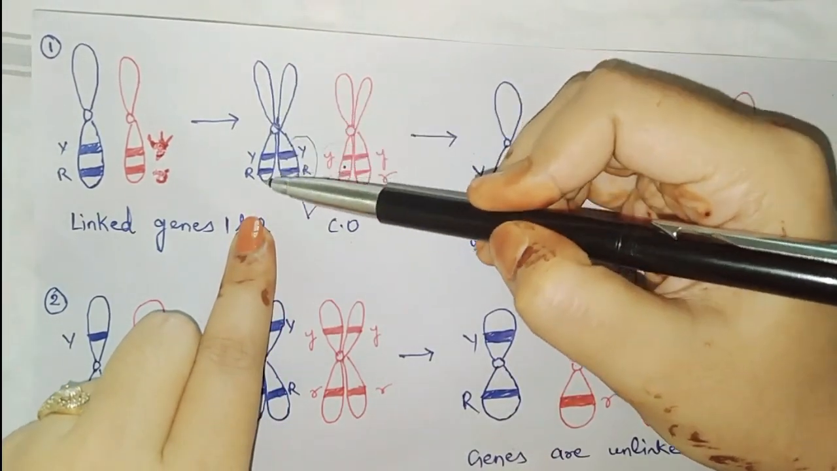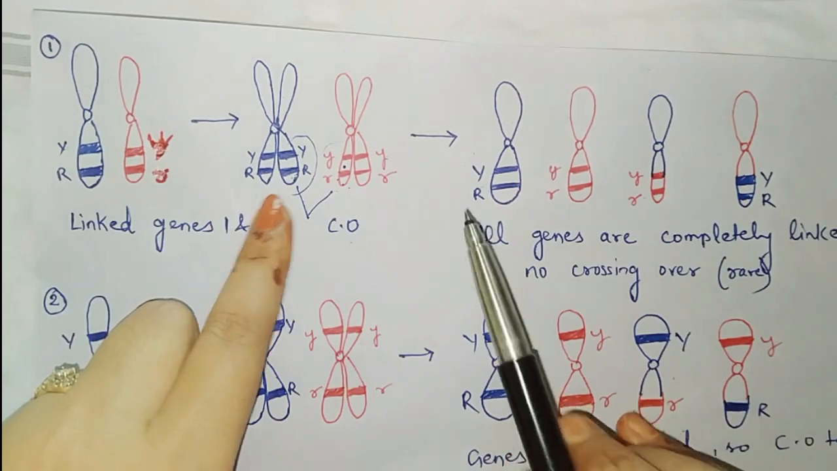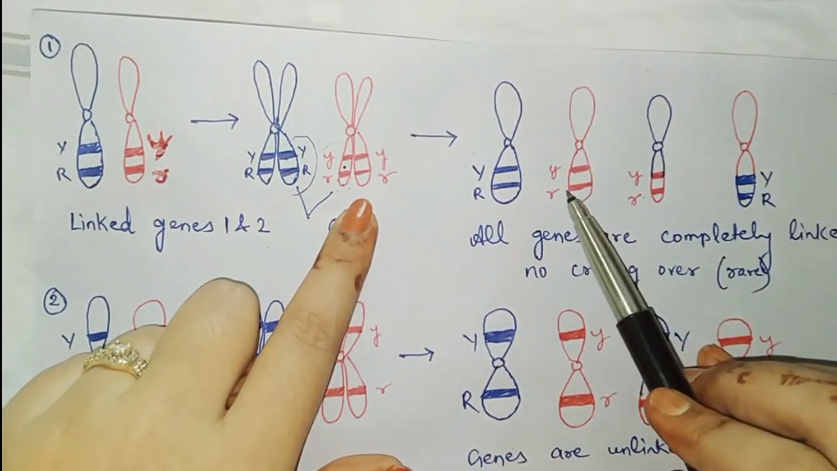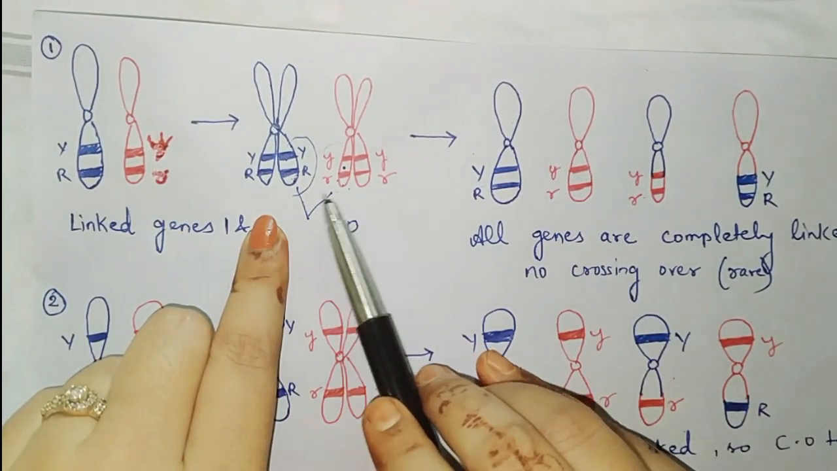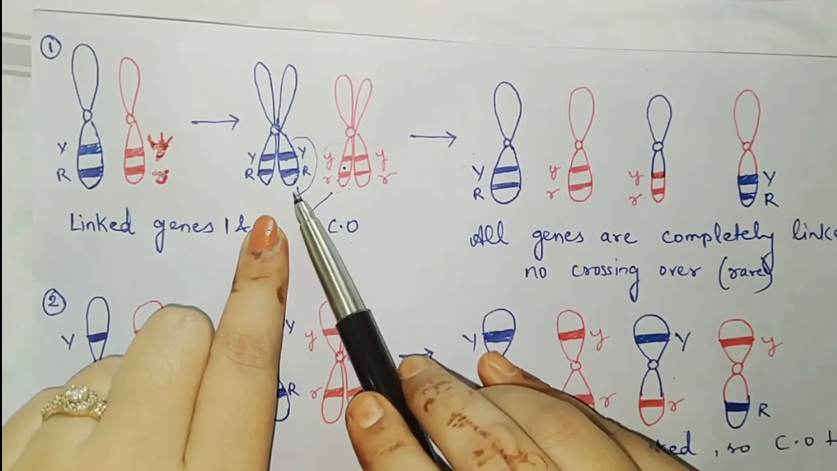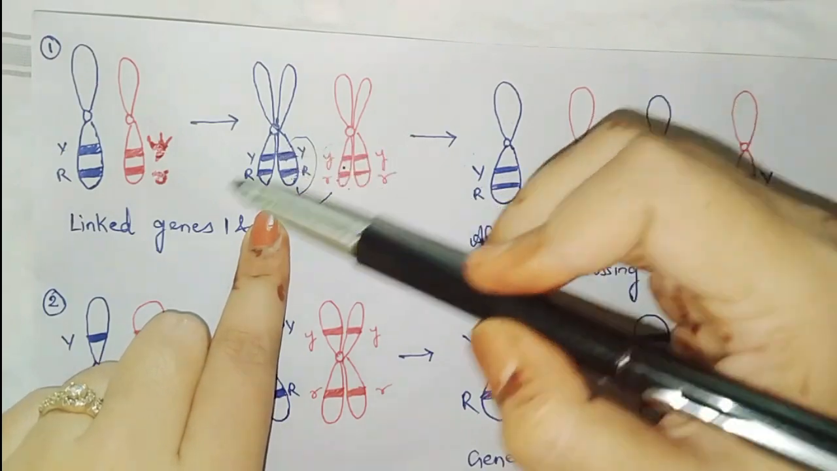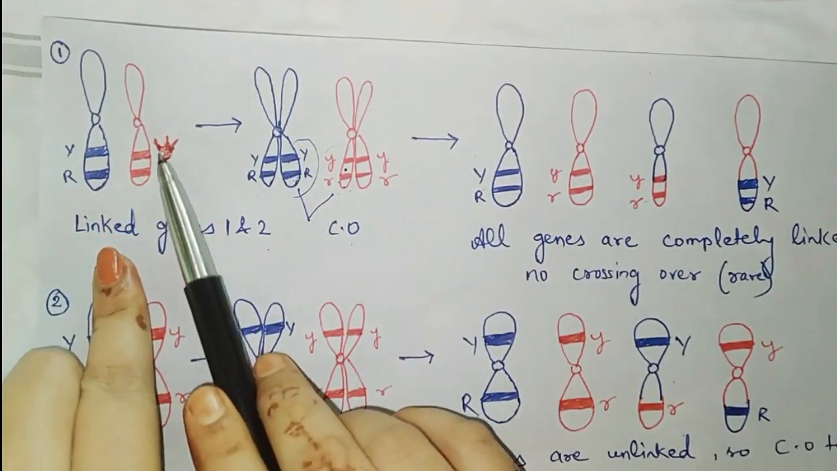This first chromatid remains unchanged, so the allelic combination is the same, capital Y, capital R. This 4th chromatid is also unchanged, so the allelic combination is the same, that is small y, small r. But these 2 will have different allelic combinations, as these 2 have seen crossing over in them. But due to crossing over, the genes have not separated from each other, as the genes are linked.